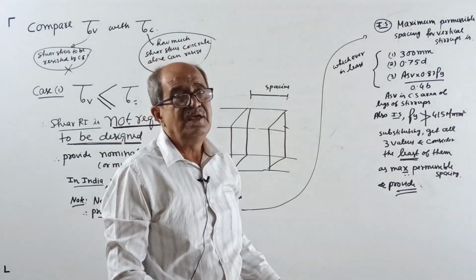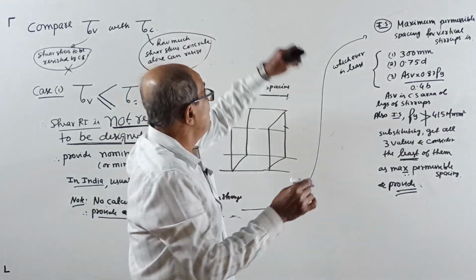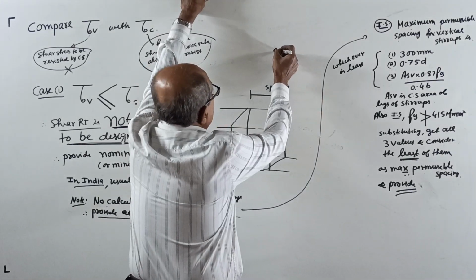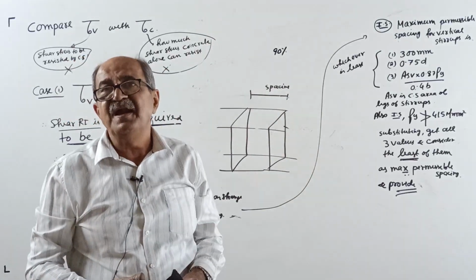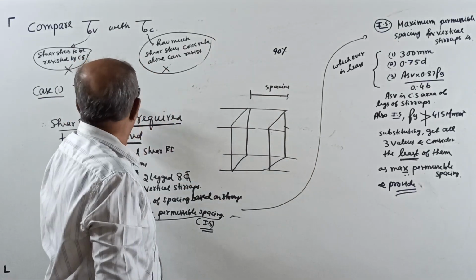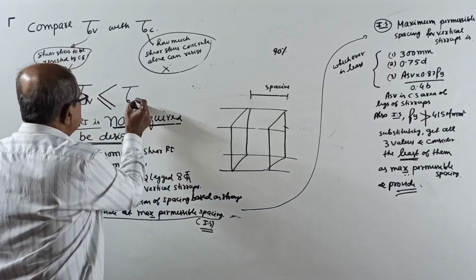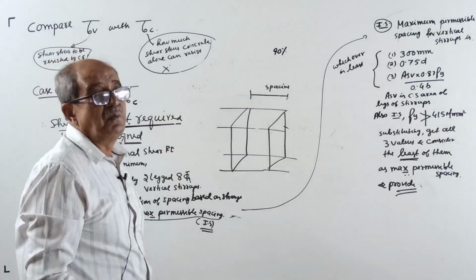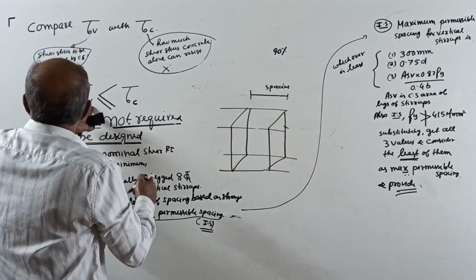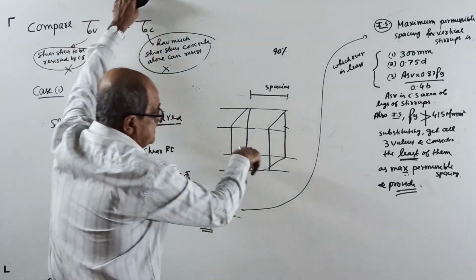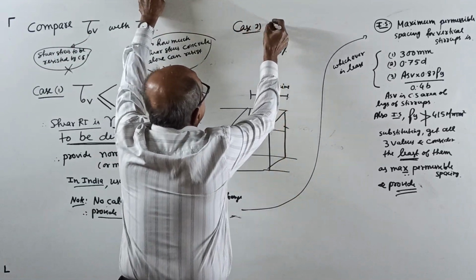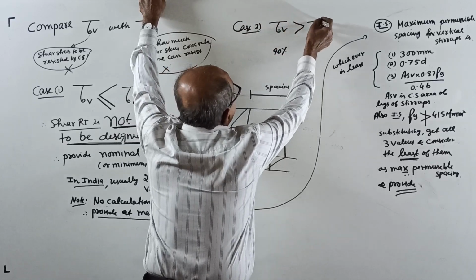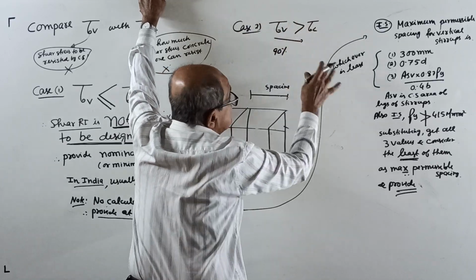Now the last case. Practically, when you design, more than 90% of the time tau v will come more than tau c, so shear reinforcement is required. So now the most important one: case 1 is over, I will go to case 2, tau v more than tau c. I will start the last part next.